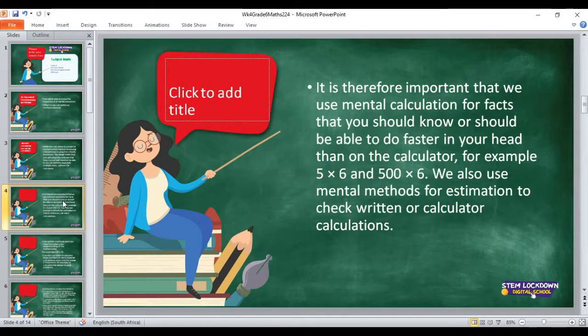If we're able to use our head in calculations without the use of a calculator, then it is imperative that we do that. It is very important that we do the mental calculations so that we do not fully depend on the calculator. We also use mental methods for estimation to check written or calculator calculations.